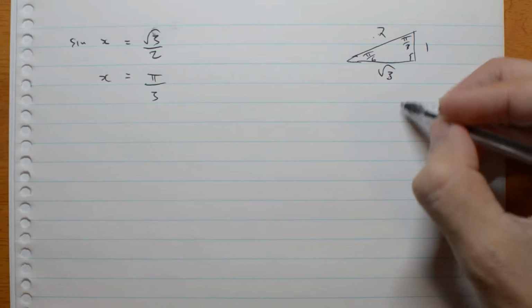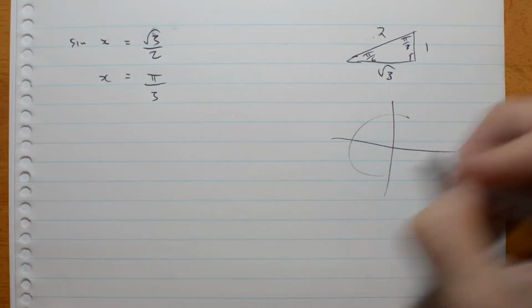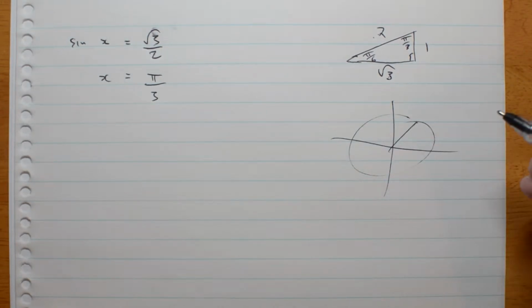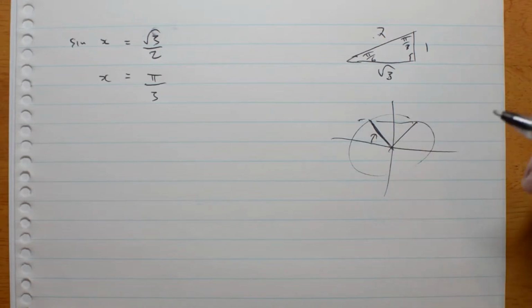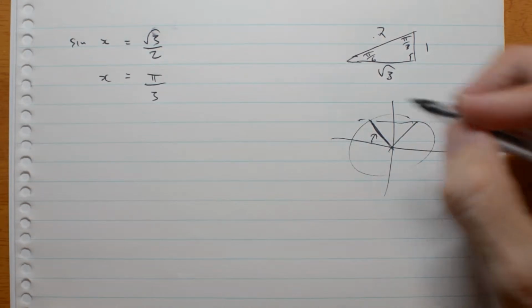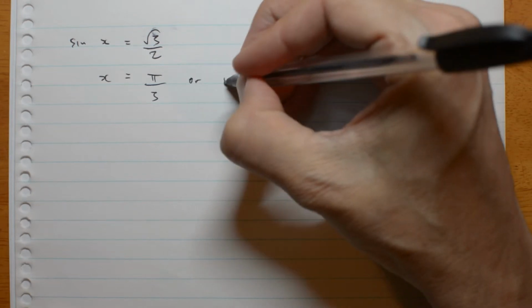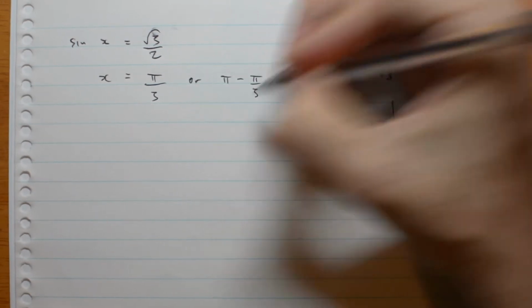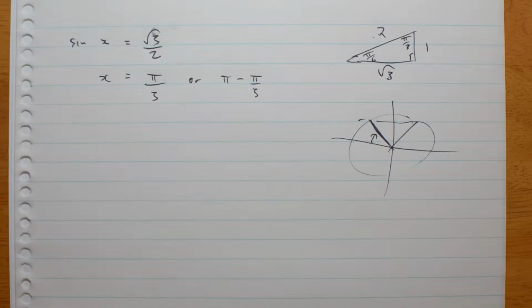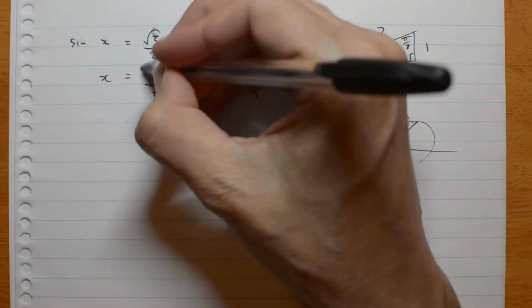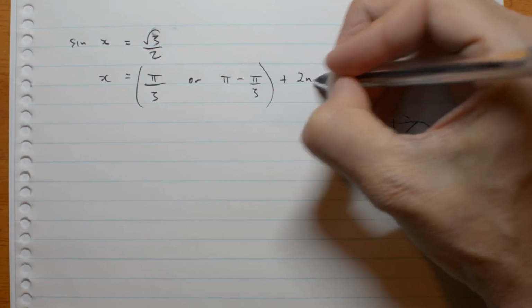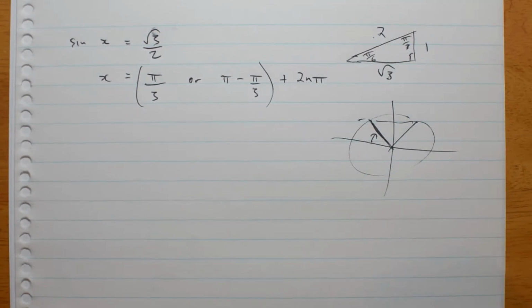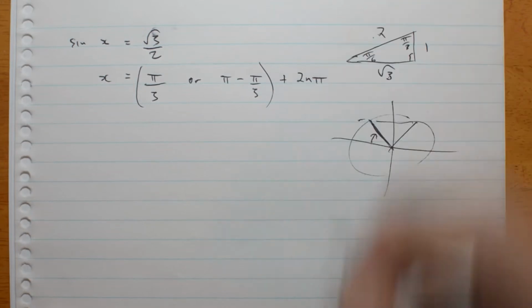Now what is it? In my unit circle, pi on 3 is here, sine is the y-coordinate, so the other solution is here, pi minus pi on 3. Which is 5 pi on 3. No, it's not, it's 2 pi on 3. But my general solution is that, plus some number of 2 pi's.